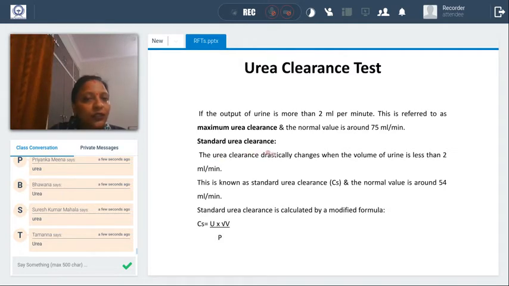What is standard urea clearance? The urea clearance drastically changes when the volume of urine is less than 2. Here it is more than 2 ml per minute. Here it is less than 2 ml per minute. This is known as standard urea clearance. And the normal value is around 54 ml per minute. This is the formula of standard urea clearance. Then the standard urea clearance is calculated by this modified formula. You can see here C is equal to U upon root V. This is standard urea clearance.